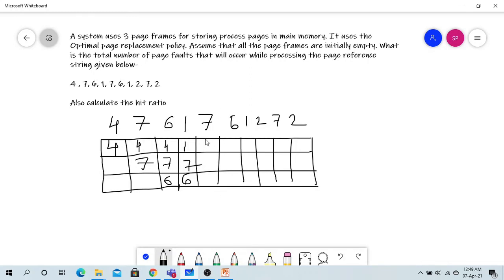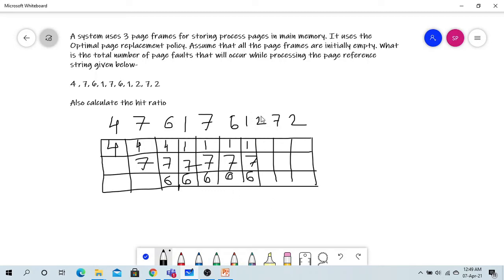Next reference is 7. 7 is already existing, so we will keep it as it is. After that we have the reference 6. 6 is also existing, so this sequence remains the same, 1, 7, 6. Next reference is 1. Here we have 1, so 1, 7, 6 also remains as it is.